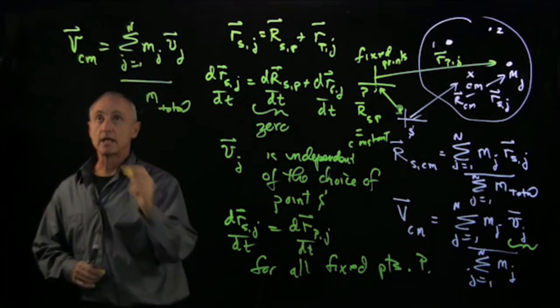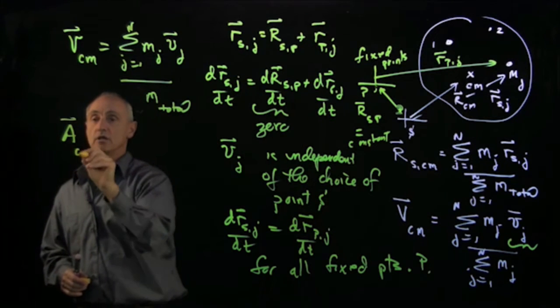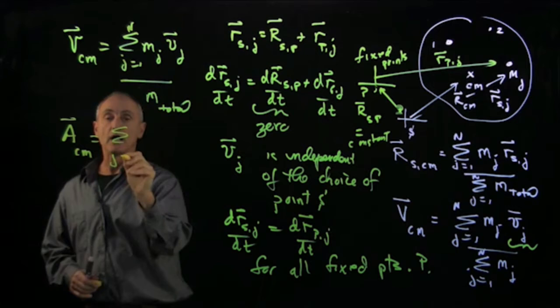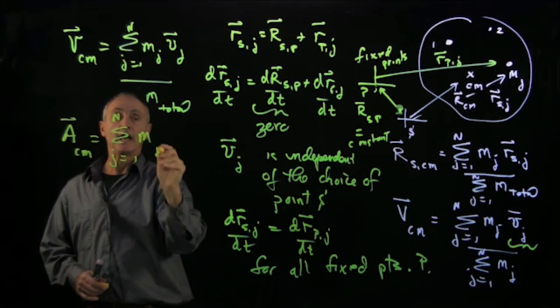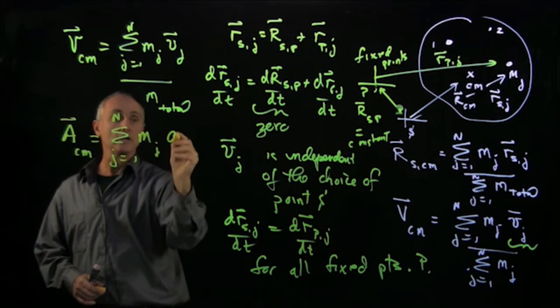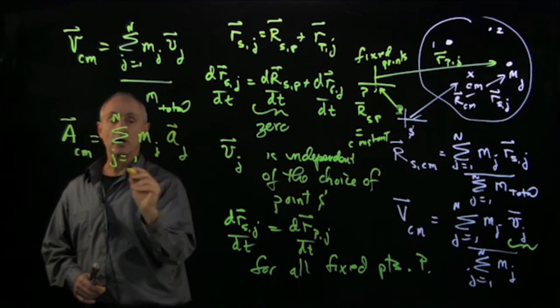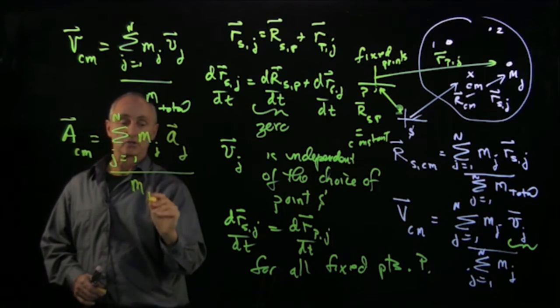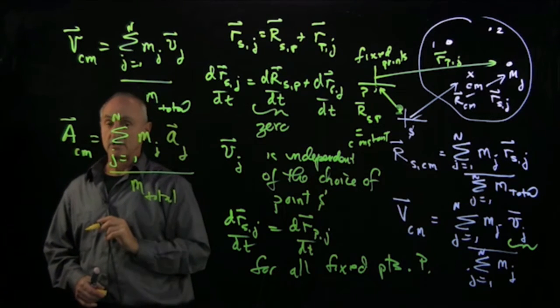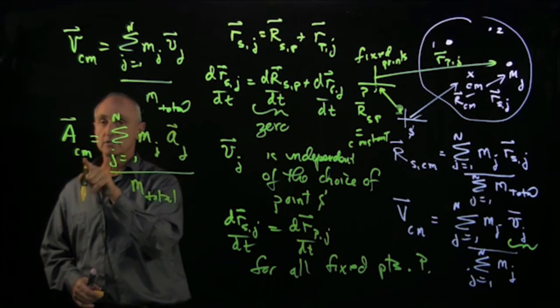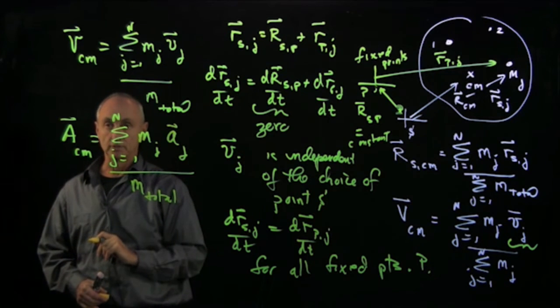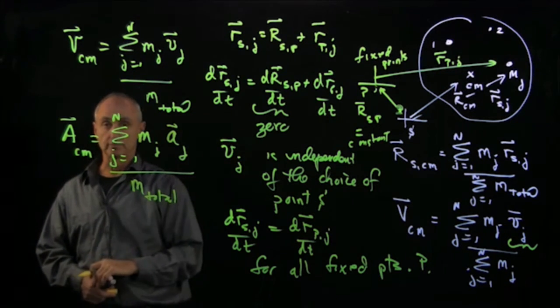Let's just add that if we want to talk about the acceleration of the center of mass, I do exactly the same type of calculation. I just differentiate, and I get the mass of the jth particle times the acceleration of the jth particle divided by the total mass. And our next step is to understand why this is an important quantity for a system of particles.